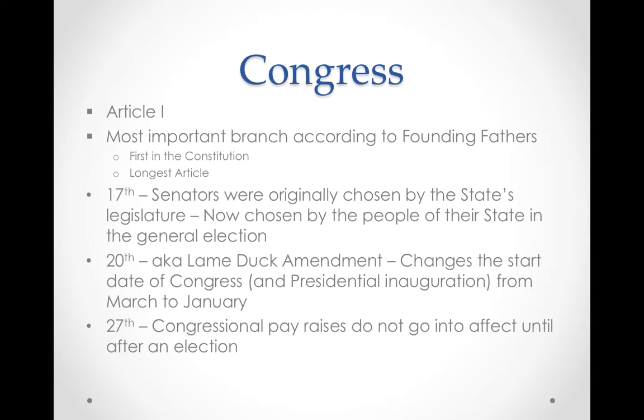And then the 27th Amendment deals with congressional pay raises. Congress gives themselves pay raises, but they cannot get that until after they go through an election.